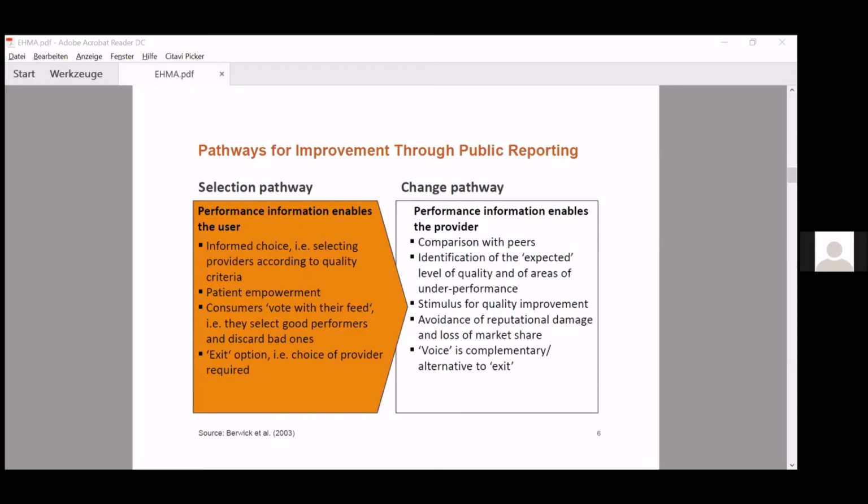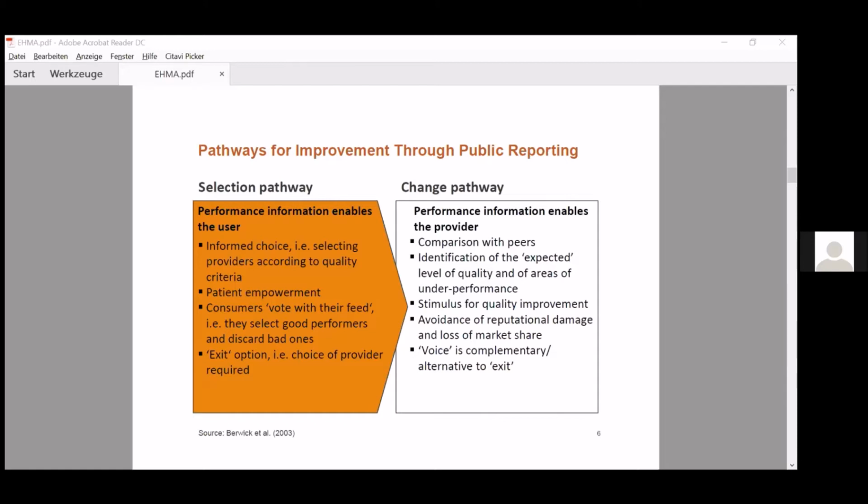We have two general pathways through which public reporting can potentially become effective. The first pathway is the so-called selection pathway. Through this pathway, the idea is that the information provided enables the user to make an informed choice. So this public reporting information is an instrument of patient empowerment. Consumers shall vote with their feet in the sense that they select good performers and discard bad ones. So in the terminology of Albert Hirschman, this is exit options, voting with their feet, changing providers.